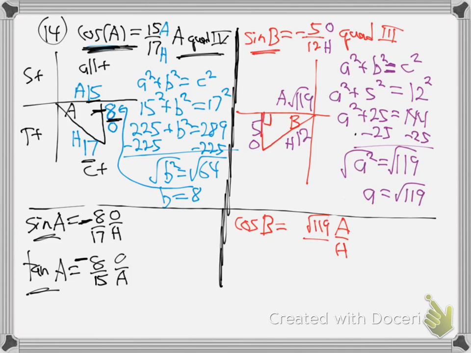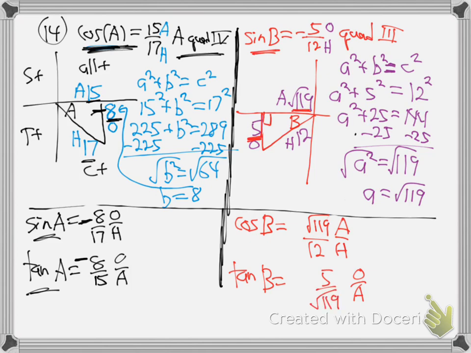Root of 1 over hypotenuse, which is 12. Is it positive or negative? Negative. Well, let me get the other one first. Tangent of B. What's tangent? TOA: opposite over adjacent. Opposite 5 over adjacent root 119.